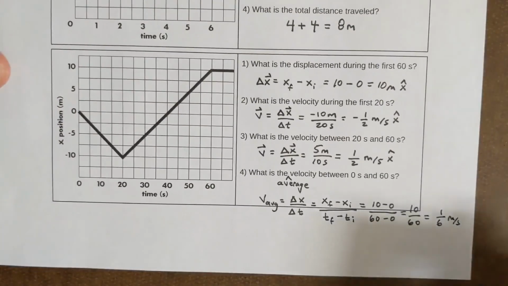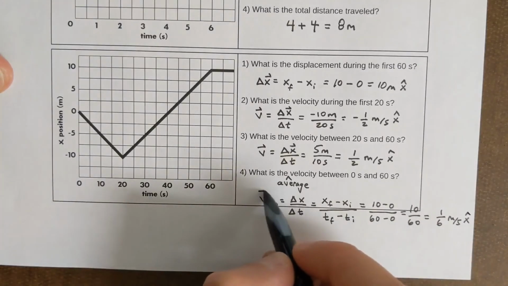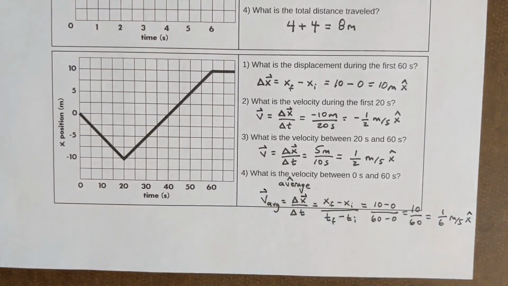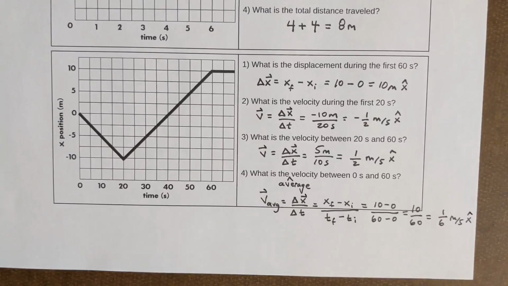Oh, I'm going off the page. Okay, 1 over 6 meters per second in the x direction, because this is a vector. Velocity is a vector. Okay, great job, everybody. Success.